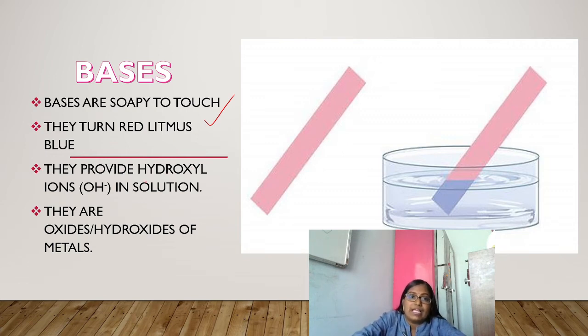They provide a type of ion which is negatively charged, and it is called hydroxyl ions when they are dissolved in water. Usually these bases, which we have told in the previous example, they are oxides or hydroxides of metals. Like you can write sodium hydroxide, NaOH, KOH, etc.